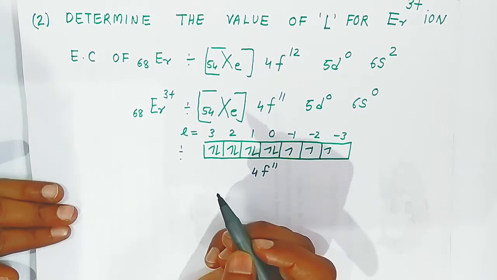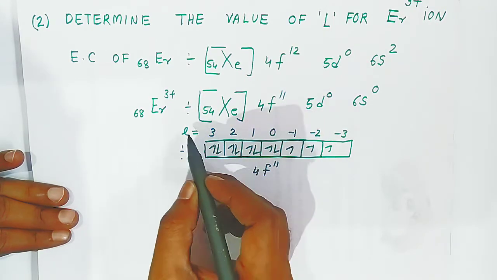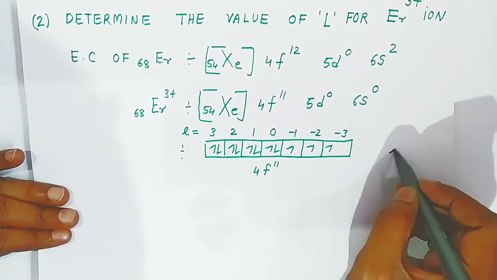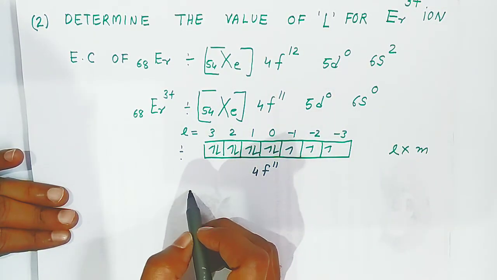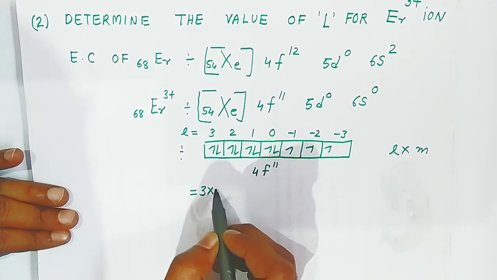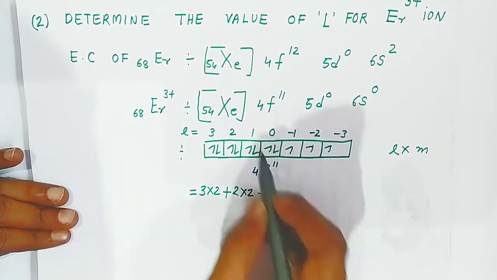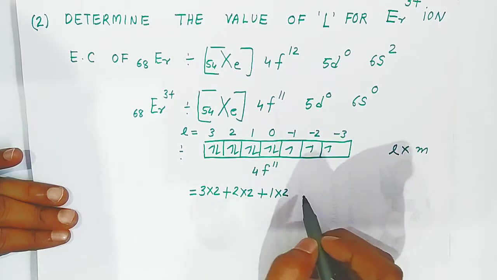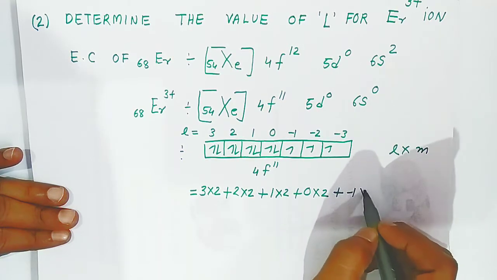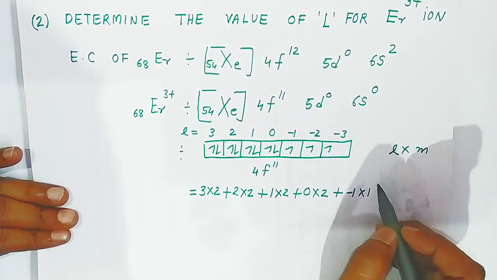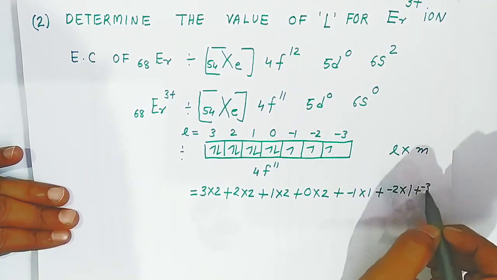Now if you want to find the orbital magnetic moment, you multiply the number of electrons with m. Total how many electrons are there in each orbital? So it becomes 3 into 2, 2 into 2, 1 into 2 electrons, 0 into 2, plus minus 1 into 1 electron, minus 2 into 1, plus minus 3 into 1.